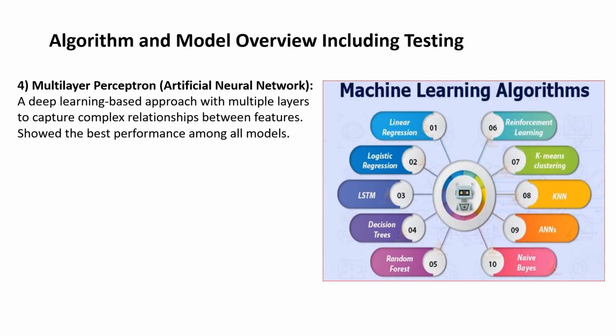Thank you, Paris. This is Abdullah Faryad, and I will explain the algorithm and model overview, including tests. First of all, the multi-layer perceptron, an artificial neural network, is a deep learning based approach with multiple layers to capture complex relationships between features, and that showed the best performance among all models. Here we see the algorithms we have explained: linear regression, logistic regression, LSTM, decision trees, random forest, reinforcement learning, k-means clustering, KNN, ANN, and Naive Bayes.